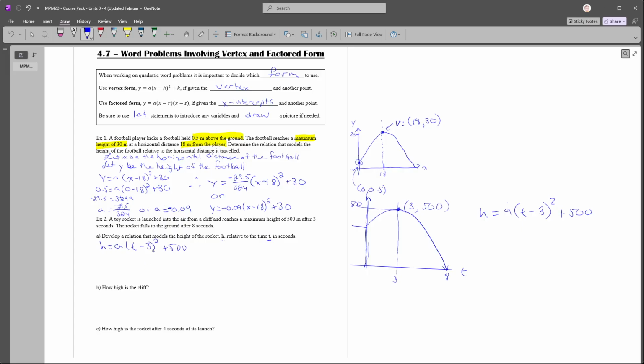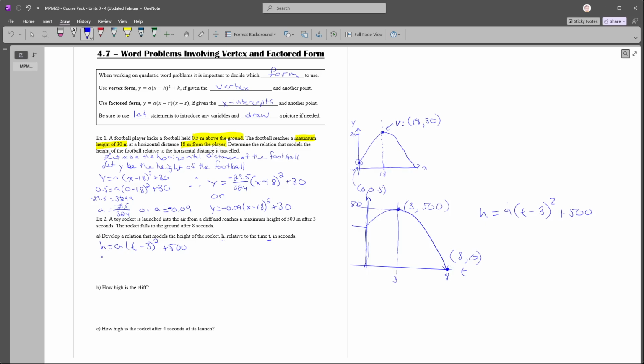Now, if it makes your life easier and you want to use x and y, you can do that. You just have to make sure you get it back into h and t at the very end, because that's what the equation's actually expecting. So with this information, can we do anything else? We still need to get our value for a. Look at our picture. What other location do we know? We know it hits the ground right here, at a t of 8, and on the ground, its height is 0. So we have another point. We can sub in 8, 0.